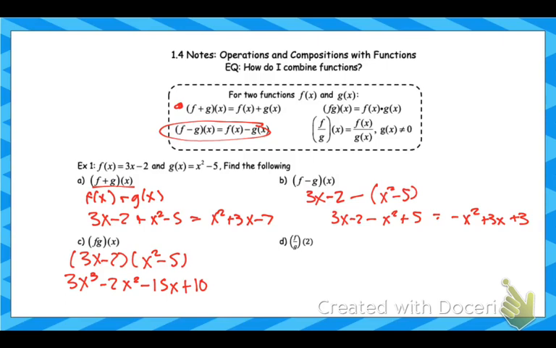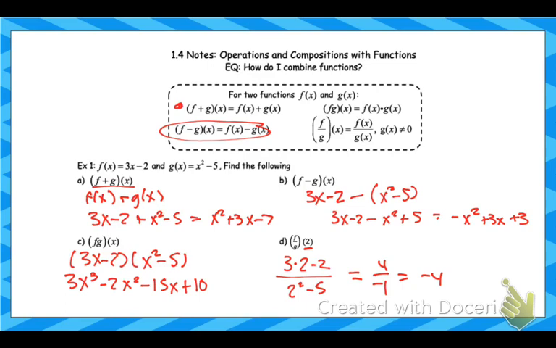Then the last one's division, but you'll notice this time instead of x, I have the number 2. So all that means is everywhere that there's an x, I'm going to replace it with 2. So it would be 3 times 2 minus 2, and then the g of x would be 2 squared minus 5. So that gives me 4 over negative 1, which is negative 4.